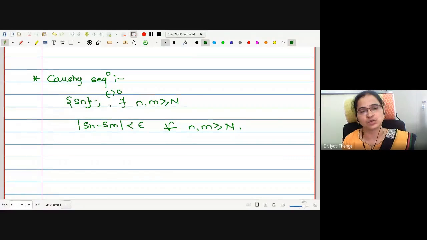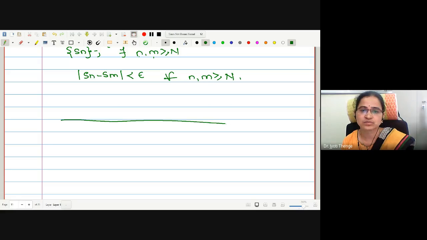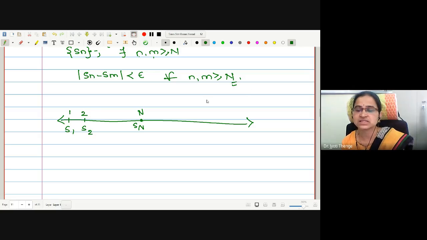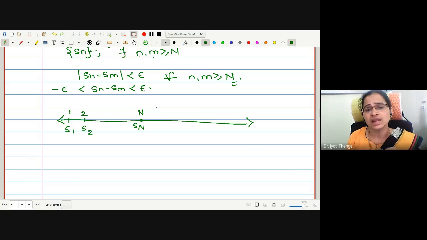Again, the same statement: Sn is a sequence, and for every epsilon greater than 0, there exists a stage N where for n, m greater than or equal to N, this statement holds: |Sn minus Sm| is less than epsilon. What does the situation say? The distance between the two points. I will mark the sequence points as done previously. Suppose here is somewhere N. The corresponding sequence point is SN. After this stage, the difference between any two sequence points should be less than epsilon. Therefore, minus epsilon is less than Sn minus Sm, which is less than plus epsilon.